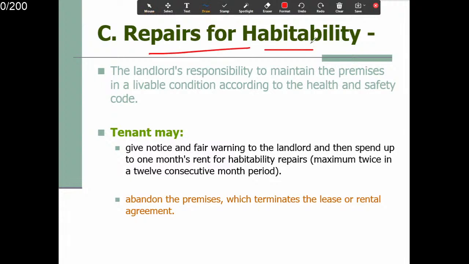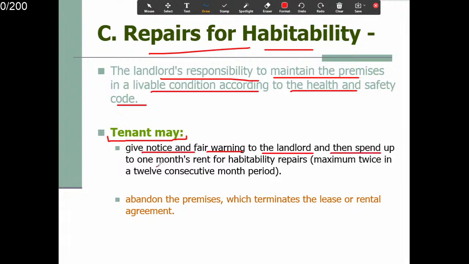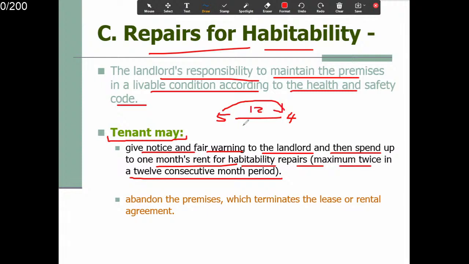Repairs for habitability. Landlord responsible, right? 房东有这个责任 to maintain the premise in a livable condition, health and safety code. 要保持健康、安全的地方给房客。If they don't do it, tenant may do the following: give notice and fair warning to the landlord, and then spend up to 1 month's rent for habitability repair, maximum twice in a 12 consecutive month period. Okay, let's say this is May to April. Okay, 12 months. They could do it 2 times.